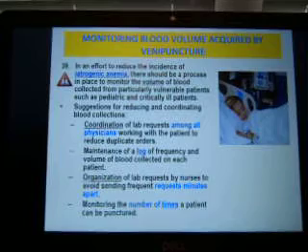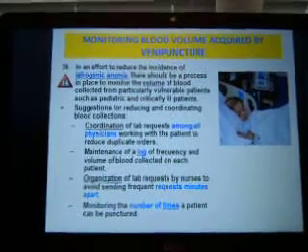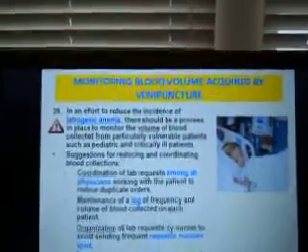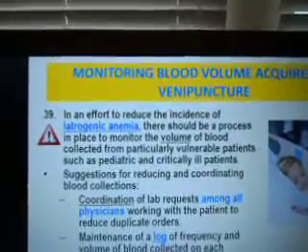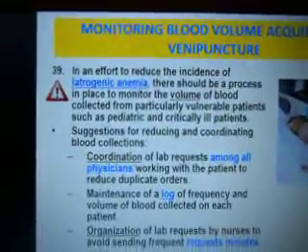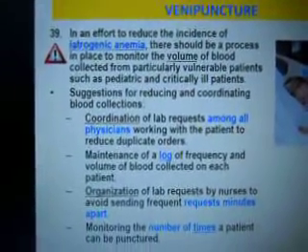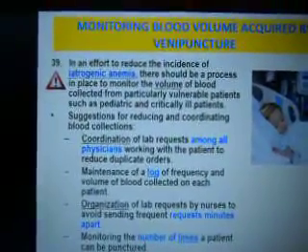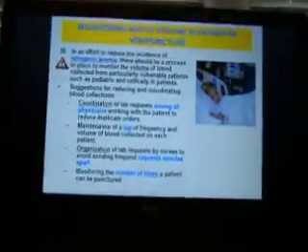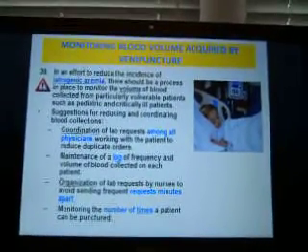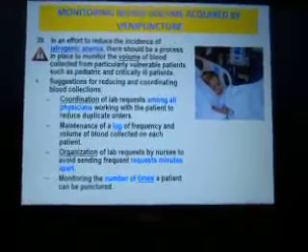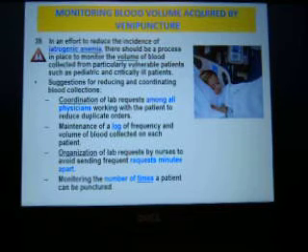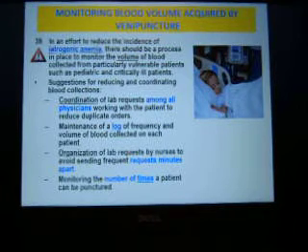So, monitoring blood volume acquired by venipuncture. We touched on this in lab class, we touched on this in chapter 11, and we've just touched on it a bit in chapter 10 as well. Remember, a lot of the information on this slide is also in your textbook in chapter 10. Make sure that you're using all the tools at your disposal to get all the information you need to fill out your study guides, because remember, all the information that you need for your test is on your study guides.